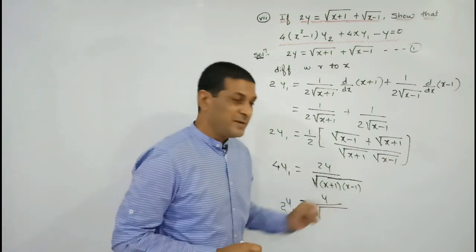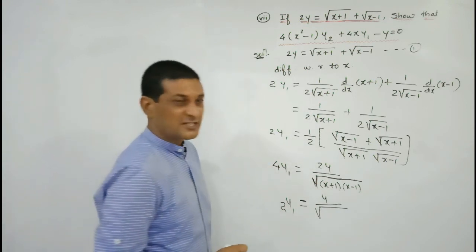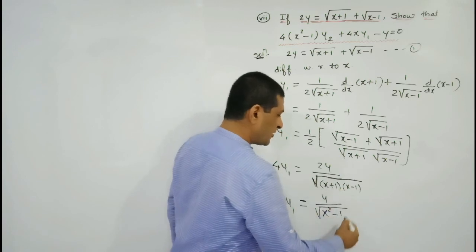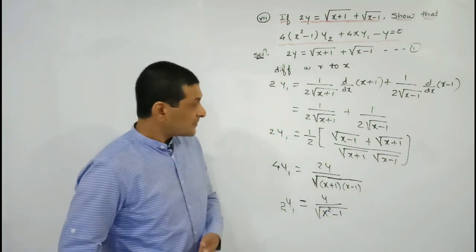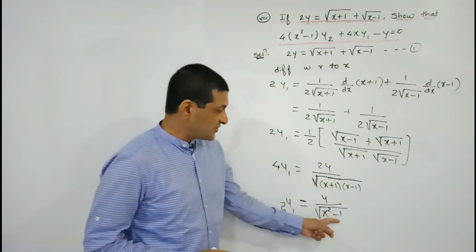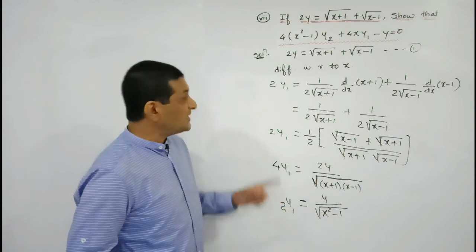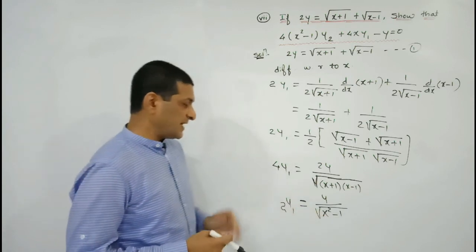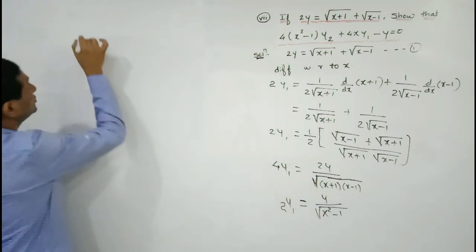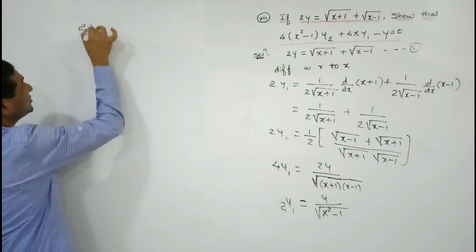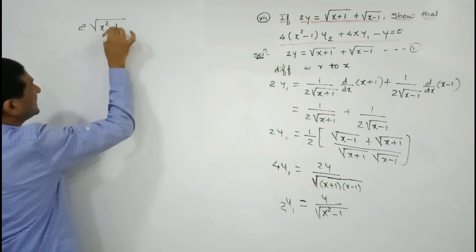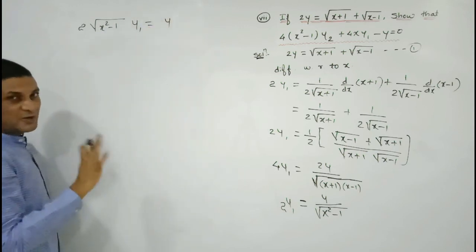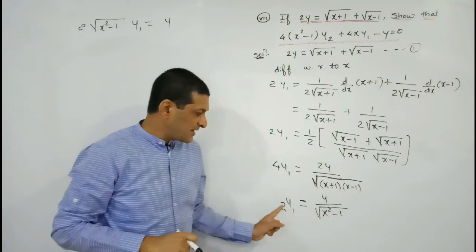In the denominator, observe the term: it is in the form of a plus b into a minus b, so its product is a square minus b square. A square means x square, minus b square means square of 1, which is 1. Now we can observe that this term appears on this side in our required result. So that's why I am shifting this term on this side. So on this side what we will get? 2 into under root x square minus 1 into y1, and on the left hand side the remaining term is y.